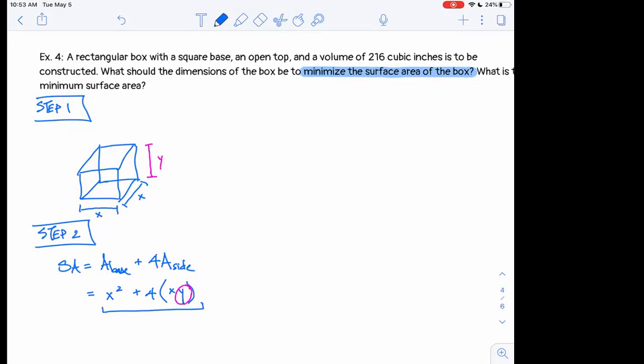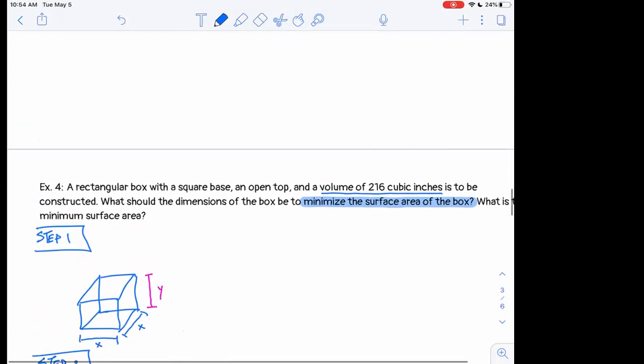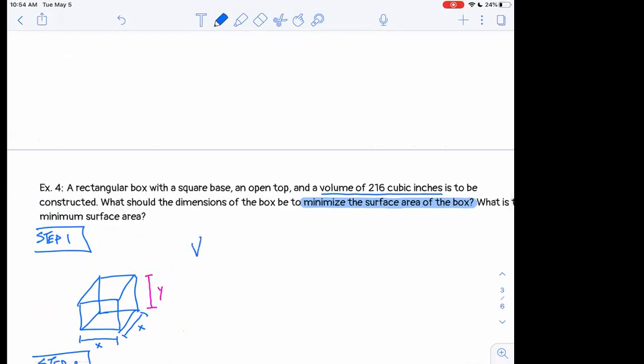So let's go back to our question. It says that this rectangular box with a square base has an open top and a volume of 216 cubic inches. So the volume of this box is 216 cubic inches. Now, using the variables in my diagram, what is an algebraic representation of the volume?